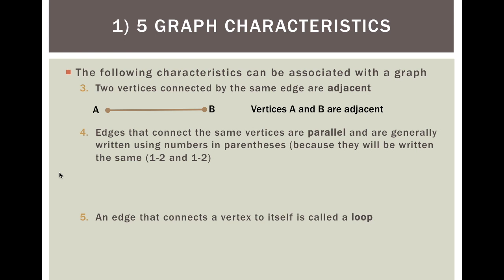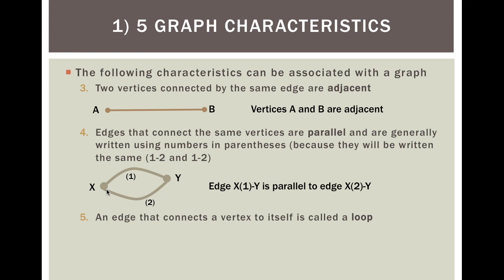Number 4, edges that connect the same vertices are parallel and are generally written using numbers in parentheses. Now this might be gibberish to you, so let me show you. Here is a vertex X and vertex Y, and they are connected by the same kind of line. Now this line is XY, but this line too is also XY. So first of all, these 2 lines are parallel, even though they defeat what you think is parallel in the sense that 2 lines have the same slope. In a graph in our chapter, edges that connect the same vertices are called parallel.